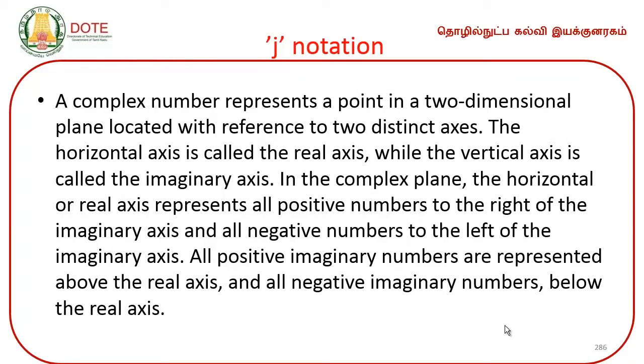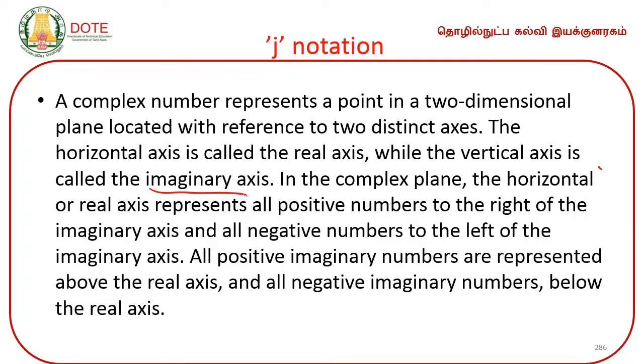Now, we are going to introduce a notation called J. It is basically called a complex operator, which will be widely used in AC circuits. A complex number represents a point in a two dimensional plane located with reference to two distinct axes. The horizontal axis is called the real axis, while the vertical axis is called the imaginary axis.